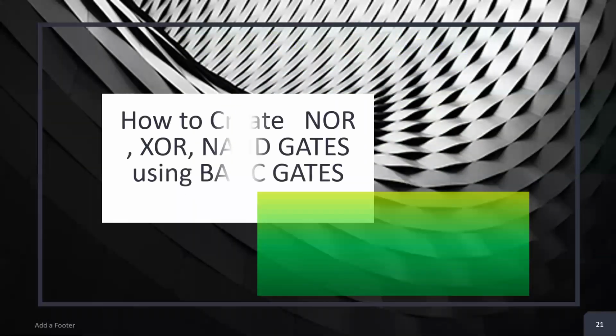Okay, today another concept is how to create NOR, XNOR, and AND gates by using three basic gates. Yes, girls, anyone tell me the basic three gates? Which are the basic three gates? AND, OR, NOT. Yes, AND, OR and NOT. By using these three basic gates, you can create these different gates.